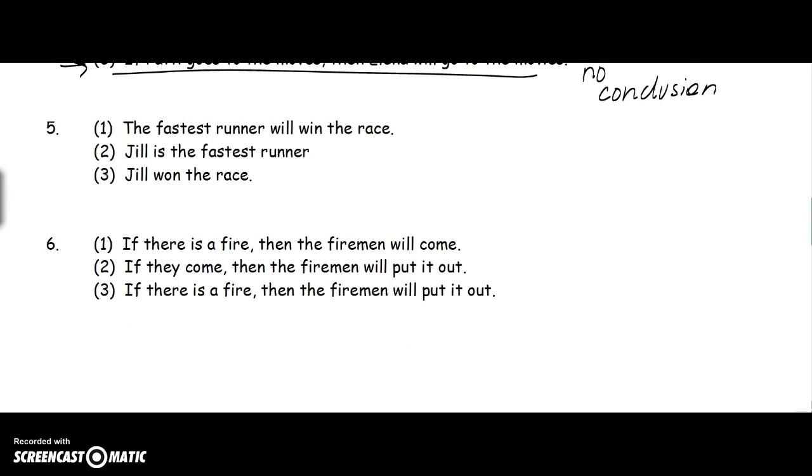The fastest runner will win the race. Jill is the fastest runner. This is true because your hypothesis matches. And this is law of detachment.